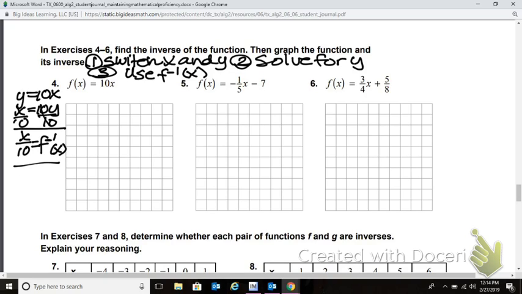Okay, and then to graph, we just need to find 2 points since this is linear. You just need 2 points to make a line.